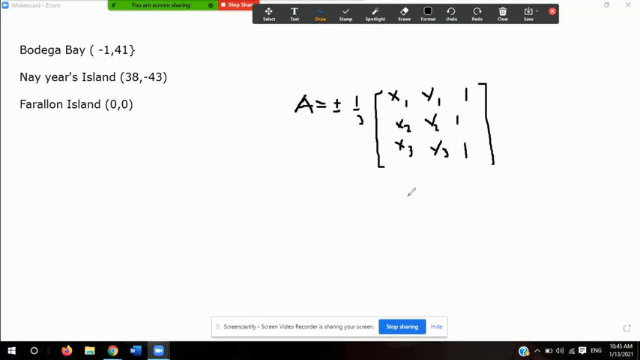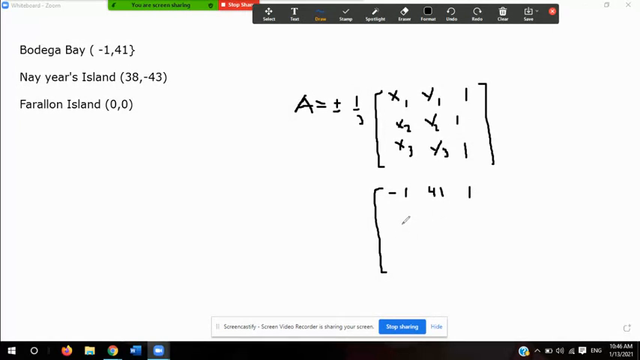The first thing we're going to do is, just like you would work with your order of operations and solve your parentheses first, similarly we're going to work with our matrices first and plug in the numbers. So the first set of ordered pairs is negative 1, which are the coordinates of the Bodega Island, negative 1, 41, and the 1 that is the constant of the formula.